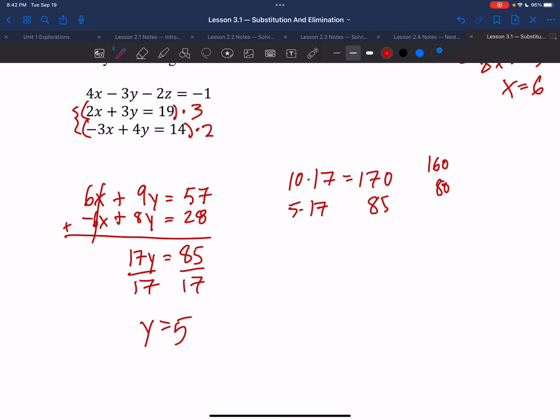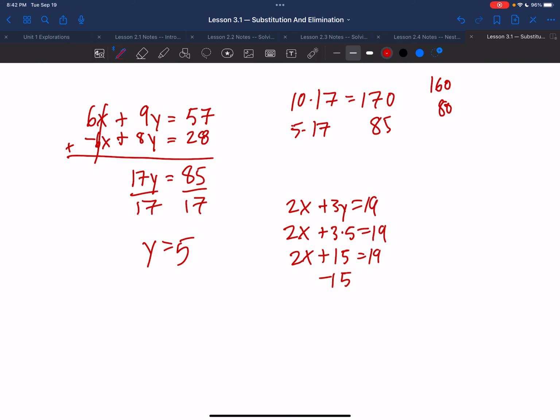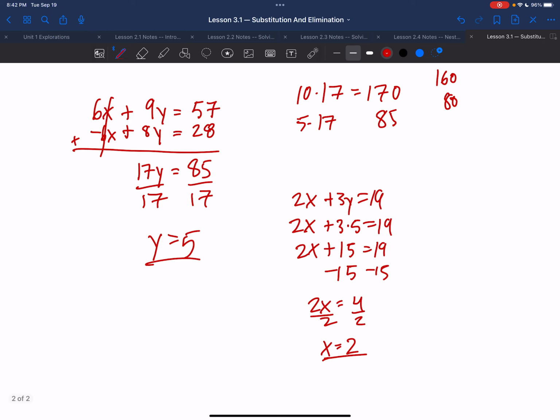Now let's find x. So 2x plus 3y equals 19. This was just taken from the middle equation right here, no manipulation. I'll substitute y equals 5. That's 3 times 5, so 2x plus 15 is 19. We will subtract 15 from both sides to get 2x equals 4. Then we will divide both sides by 2 to get x equals 2. Fantastic. We are making great progress. x is 2, y is 5.